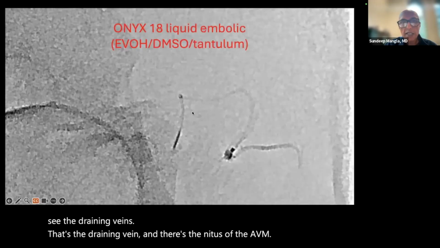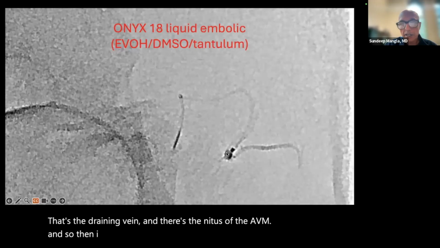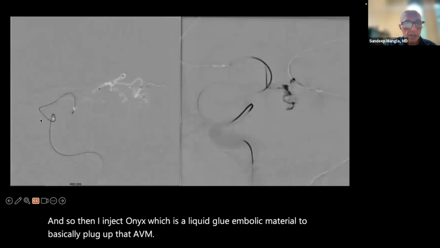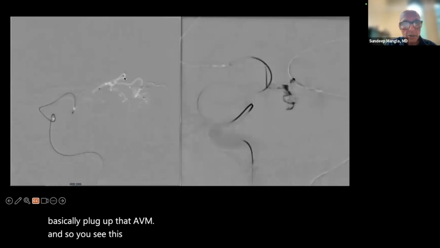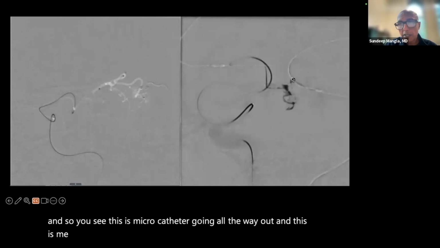And so then I inject Onyx, which is a liquid glue embolic material, to basically plug up that AVM. And so you see this is the microcatheter going all the way out. And this is me injecting the Onyx into the AVM to plug up that AVM.